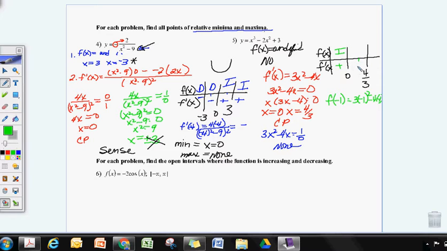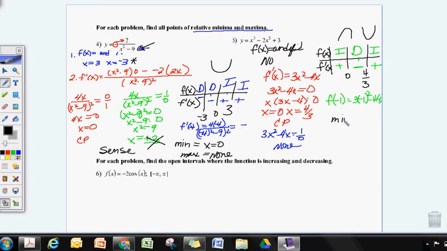Pick a number in between. I'm going to pick +1 and do the same thing. And this is going to be a negative value, and that is decreasing. Pick 5. Plug it in. It is increasing. So for this case, I am going to get increasing to decreasing, decreasing to increasing.